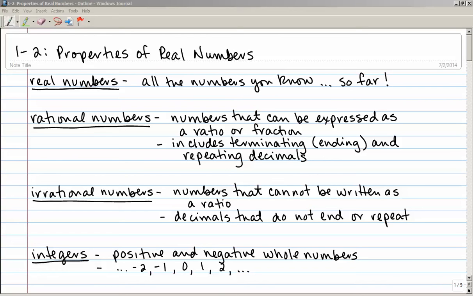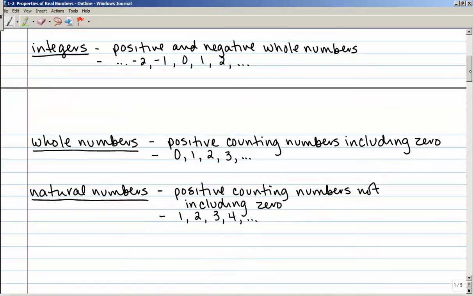Integers. Integers are the positive and negative whole numbers. So from -2 going downward in the negative direction, -1, 0, 1, 2, and up in the positive direction. Those are all integers. Notice there are no fractions or decimals in there.